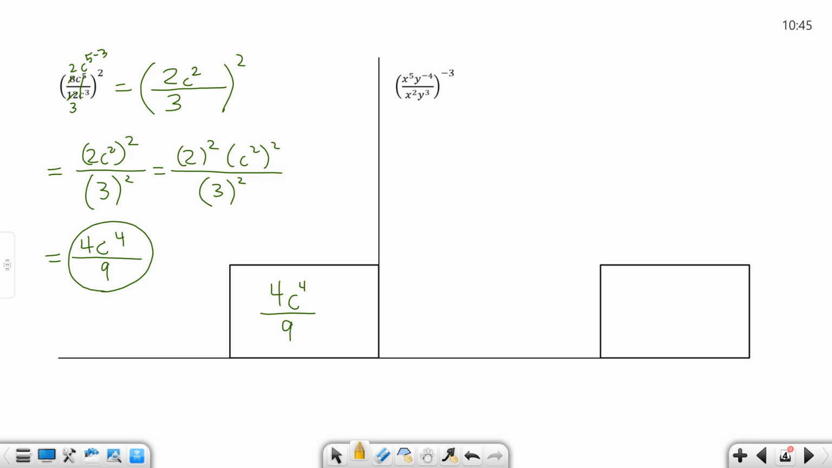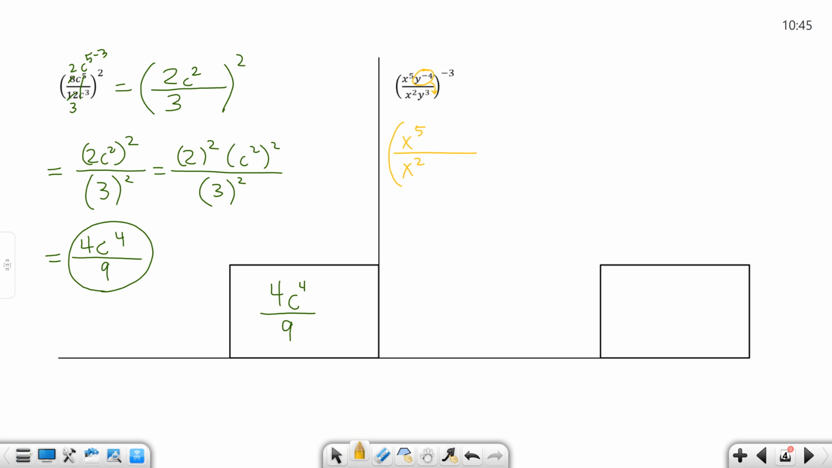So the next one has negative exponents. I need to simplify inside here because of order of operations before I do anything else. And I like to get rid of my negative exponents first. So I want to first eliminate this before I do anything else. That means move it where? Move it down. So this is x to the 5th over x squared.